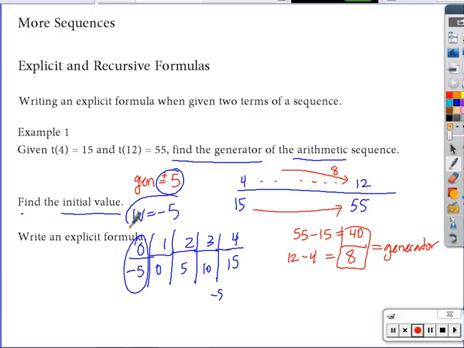Once you know the generator and the initial value, writing the explicit formula is very easy. So in this sequence, T of n, you can name it anything you want. I named it T for Tim. 5n minus 5. Generator, initial value. We went over that in the last video. So there's more on sequences.